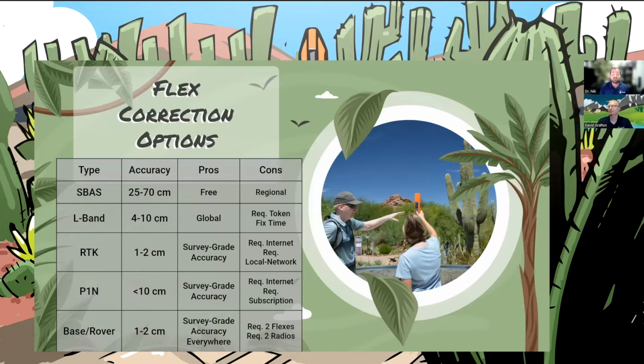And you can see there with SBAS, certainly in the North American area, you're looking at about 1 to 2 feet or 25 to 70 centimeters of accuracy. And this is just included. The con being regional, because some parts of the world are not online with SBAS. For example, if you're in Australia, SBAS is coming online as we speak. And so that's kind of exciting.